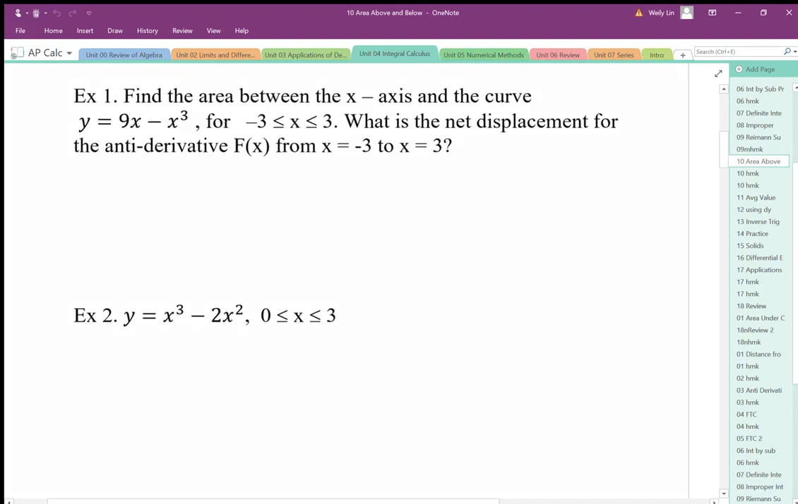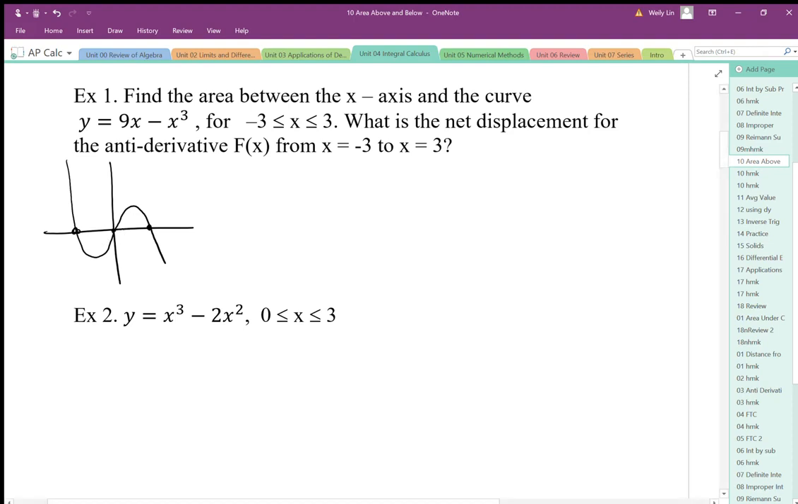Okay, so we're going to find the area between the x-axis and the curve of y equals 9x minus x cubed. So we should sketch the function. This has zeros at 3, -3, and 0. So this is going to be a negative cubic function. It looks like that. And it looks like it is symmetrical.